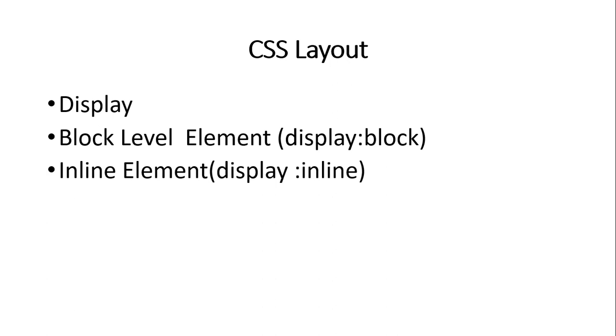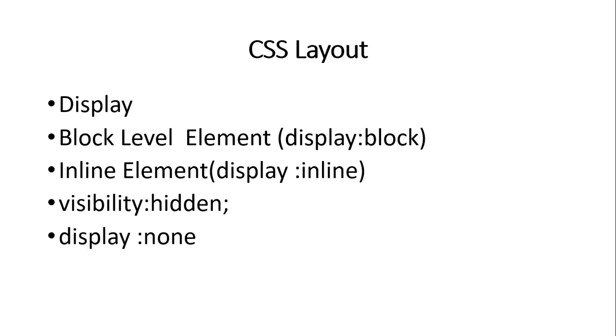If we do not provide the display property in our HTML element, then there is an already predefined CSS display property in our HTML element, and we'll see it later in this video. After that, another one is the visibility hidden property, what it means and how it works, we'll see in this video. After that, the display none property, and we'll see the differences between the visibility hidden property and the display none property. Also, we'll convert the block level element into the inline element, and the inline element into the block level element, and we'll see the differences between these two in detail.